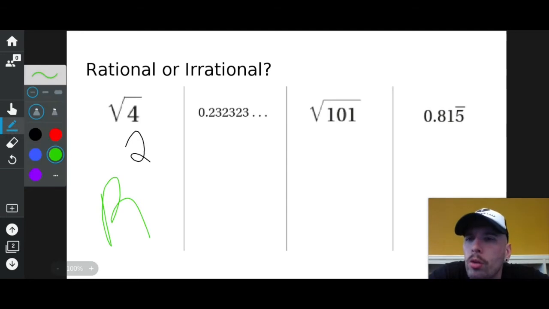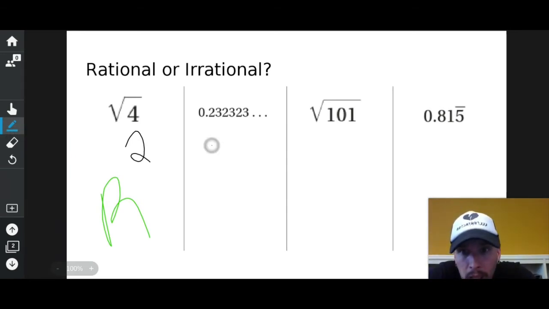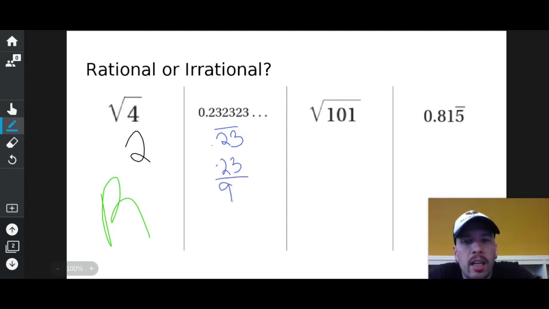What about 0.23232323? Well, I can write that as 0.23 repeating. And if you watch the very short video that I made about repeating decimals, I know that that can be written as 23 over 99, a good old fraction. That's rational too.